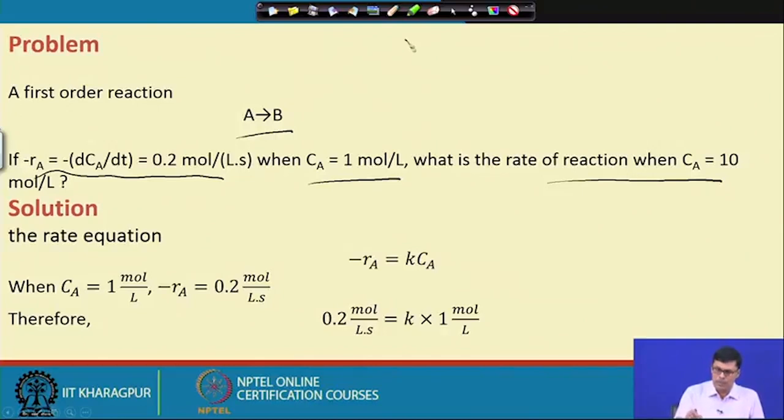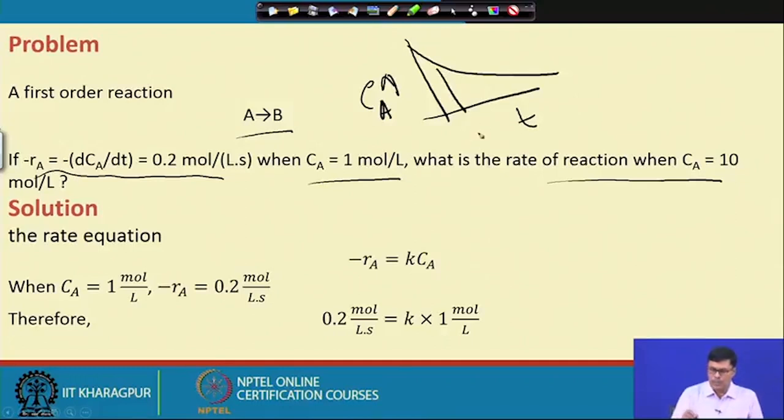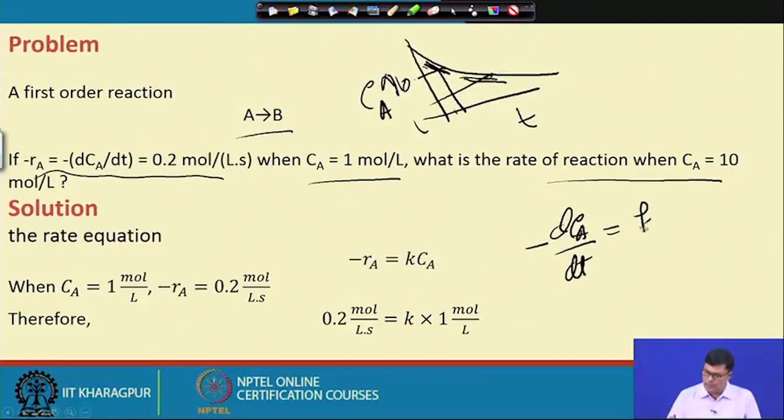Suppose we know the Ca versus time profile is like this. In this problem, at different concentrations, you have to find out the rate of reaction. So we plot Ca against the rate of reaction, and the concentrations might be 10 and 1. If you look at the equation, it is dCa by dt equal to K into Ca. So as your concentration increases, your rate of reaction is supposed to increase.